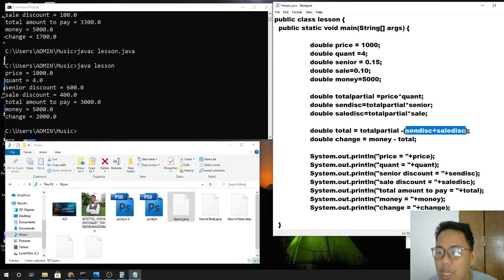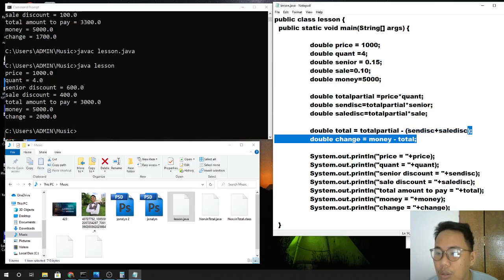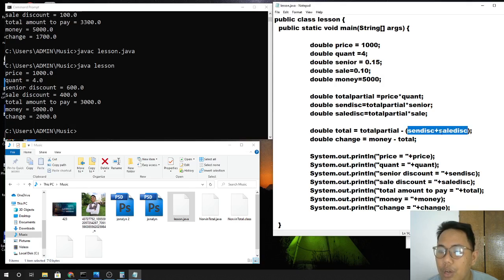That's why I enclose it with parentheses. Since we're doing multiple operations here, I enclose this because I want to get the answer with these two first. So we have to add those two discounts, all right? So the answer for that will be 1,000, right? 600 plus 400, the answer for that is 1,000, right? So the total partial, if you can still remember, is price times quant. So 1,000 times 4. So the answer for this is, again, 4,000 minus 1,000.